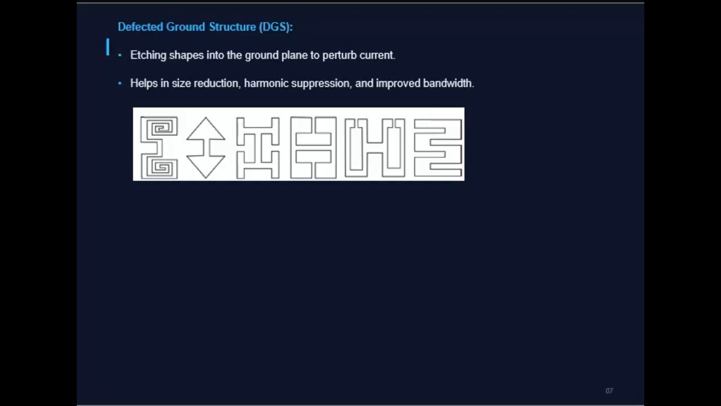So the defected ground structures are also the same as the electromagnetic bandgap EBG structures. They act like an LC circuit. They create band stop characteristics and they improve the impedance matching. So mostly they are used as a filter, or in compact antennas, and also as a harmonic suppressor.